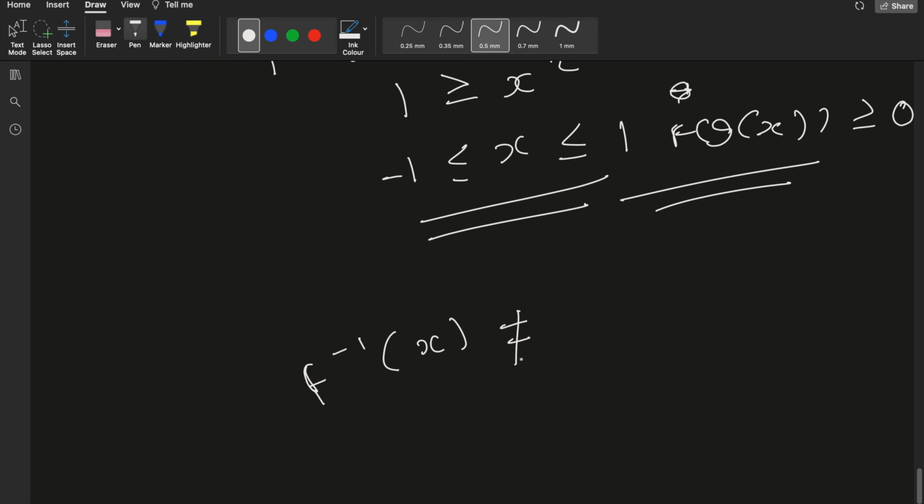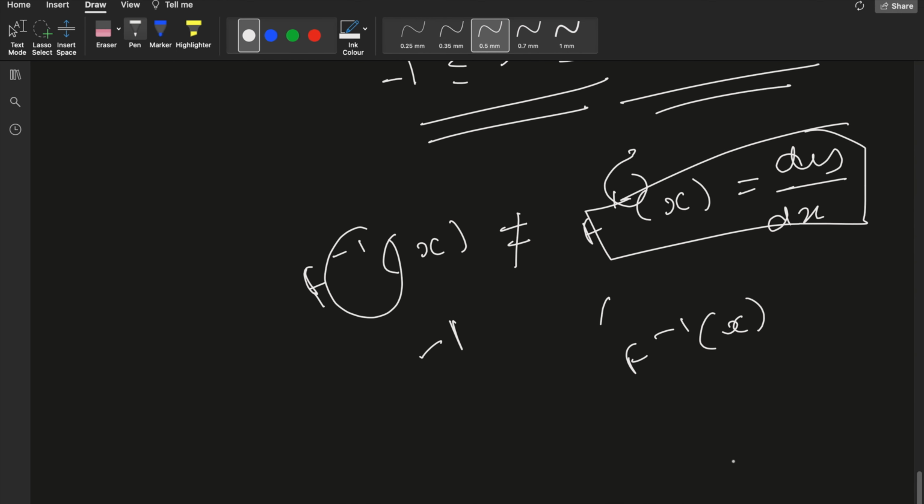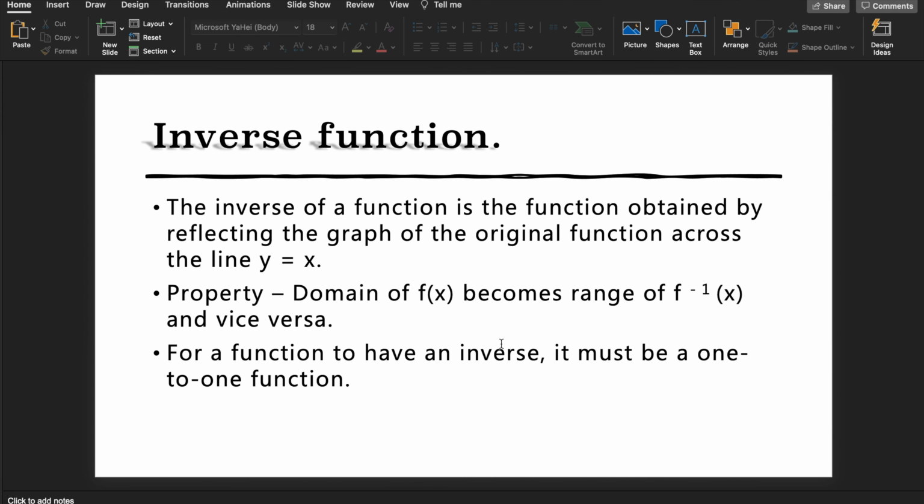By the way, this is not equal to f dash of x. That is basically dy by dx, which is calculus. So these two are very different. This is a dash, whereas this is a minus 1 on top of f. So f inverse of x. Yeah, this is how you denote it.